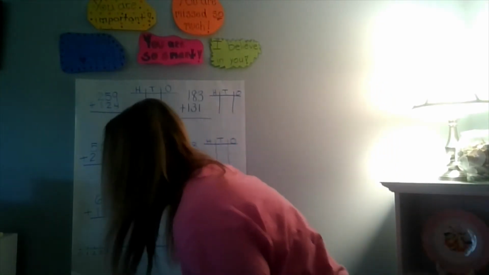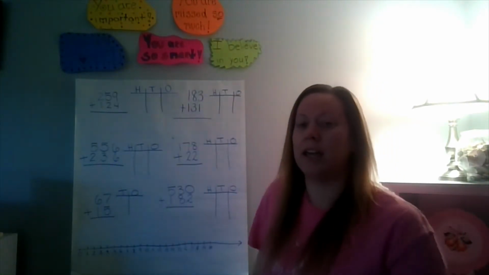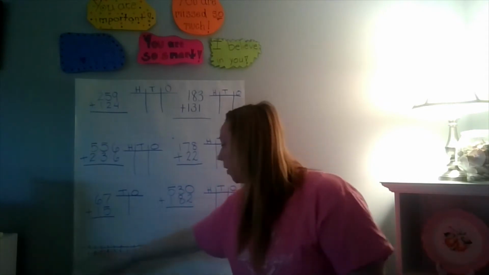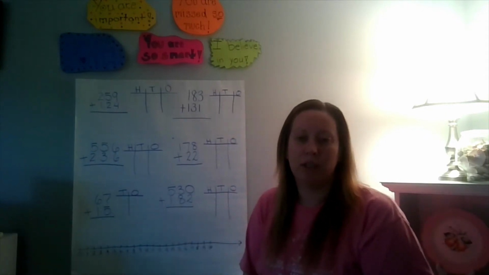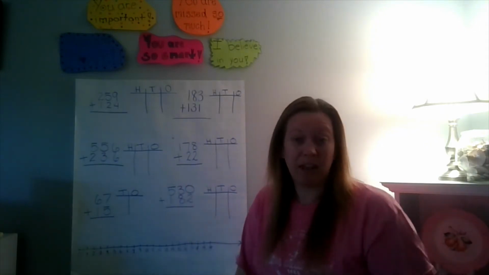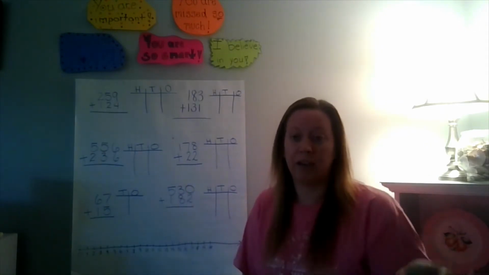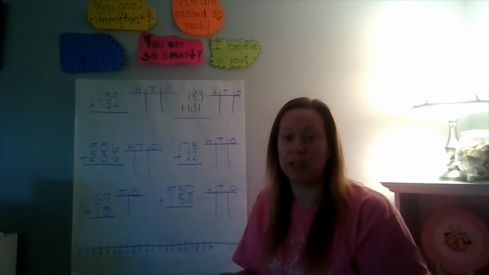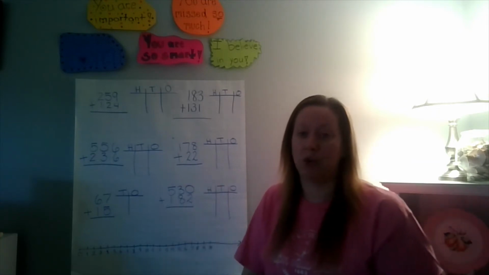So, move over here. I also did a number line at the bottom. Some of you like to use number lines. I did mine up to 20 because a lot of the numbers are going to be over 10 since we're carrying. Remember, you can only have 9 in each place. Once you get to 10, you have to carry it over.